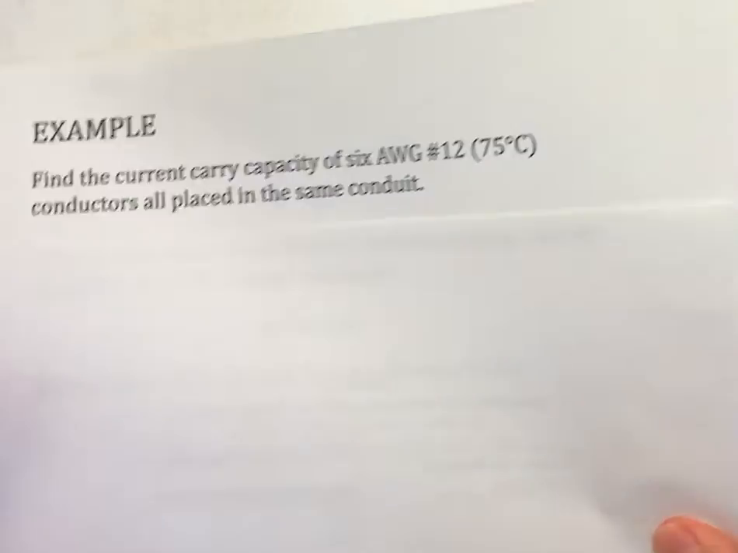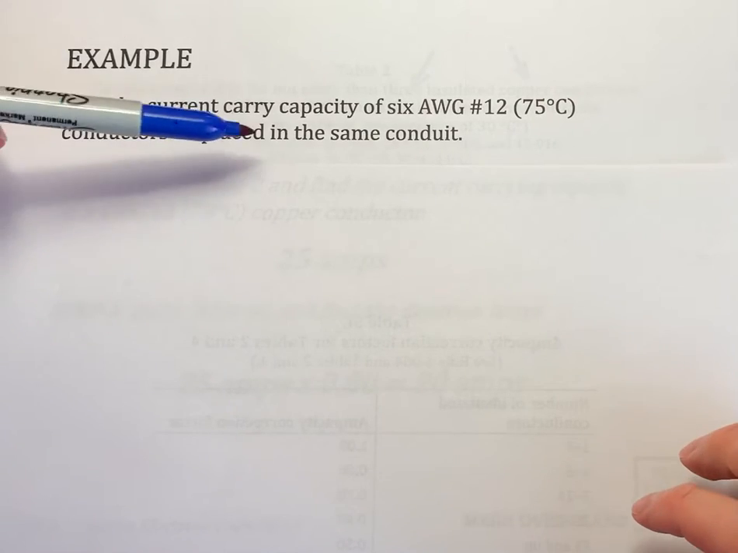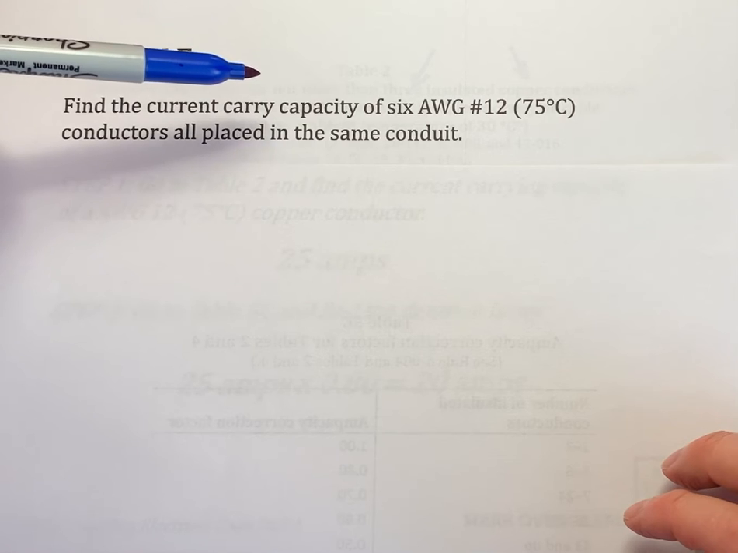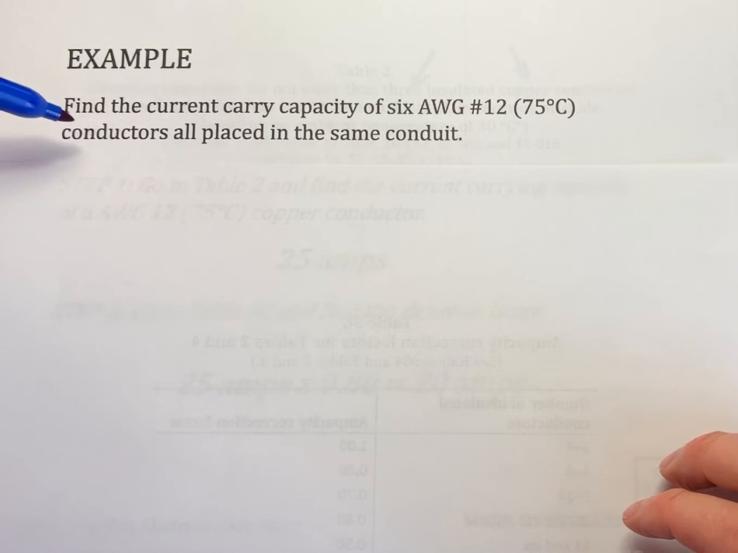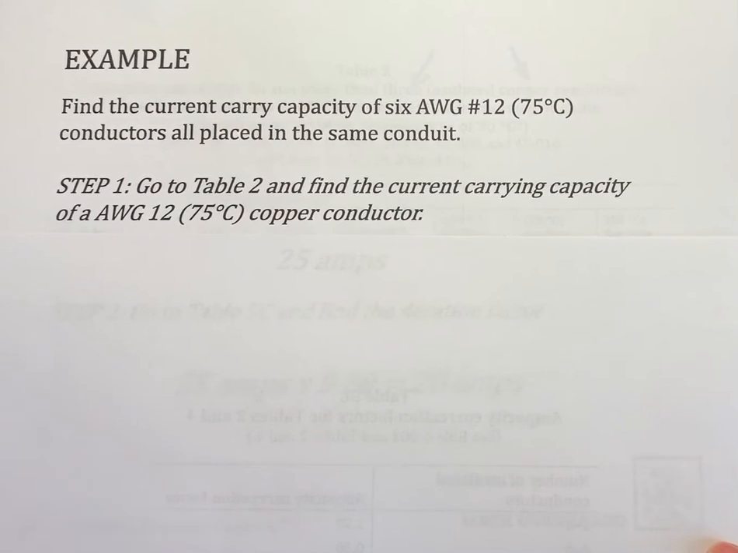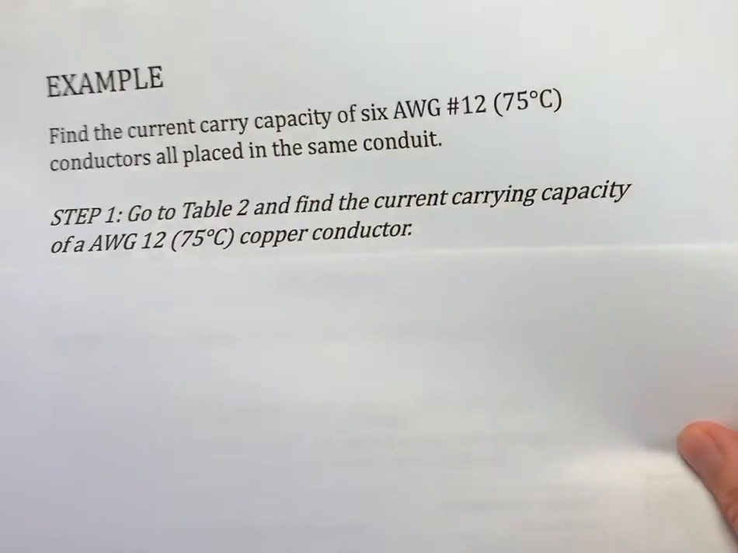So we'll bring in a question here. Find the current carrying capacity of 6 AWG number 12, 75 degrees Celsius conductors all placed in the same conduit. So our starting point is we go to Table 2. We always start with Table 2. That gives us up to 3. So we'll look for the AWG 12, 75s in a normal setting, just up to 3 of them.